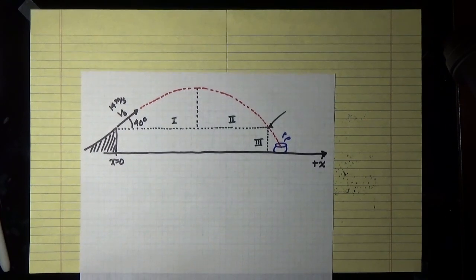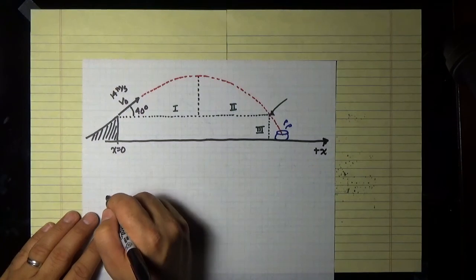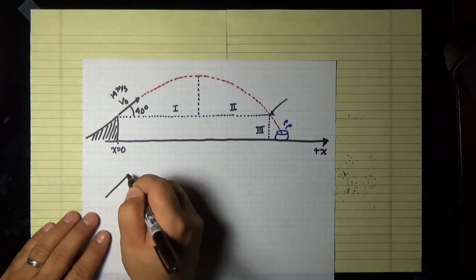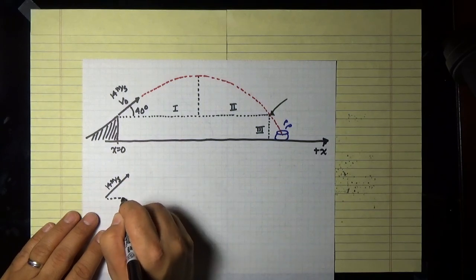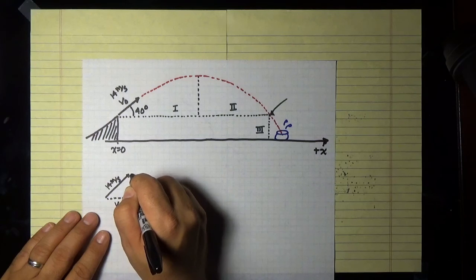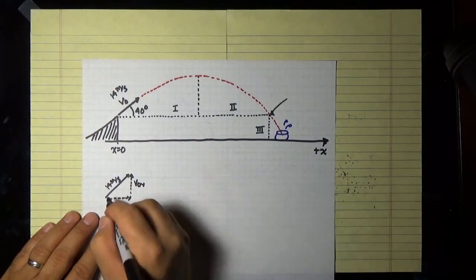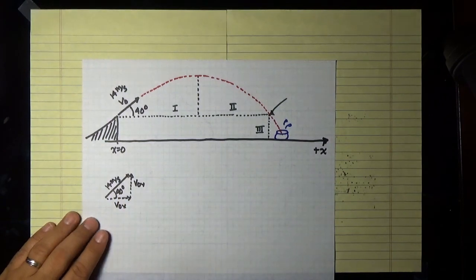Okay, so no matter what I do, the very first thing that I'm going to need in any method that I solve the problem is I'm going to need to know what the components of the initial speed are. So let me go ahead and do that. The initial speed is some 14 meters per second like this. Okay. It has an x component. It has a y component, and those two are related through this angle of 40 degrees.